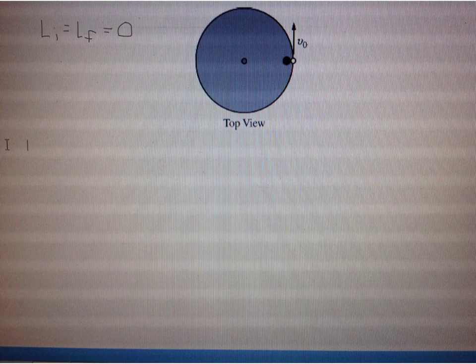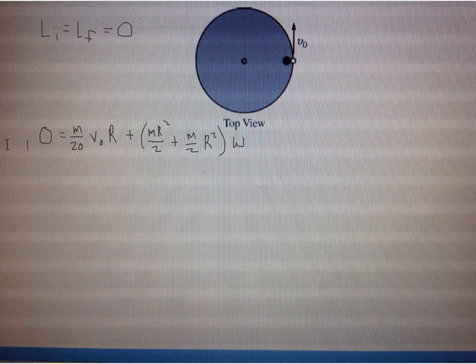And then they've asked us to solve for omega for the disc, which does have the person on it. So I'm going to set up that equation. Okay, so here we see that 0 equals m over 20 times v naught r, because the stone is going to go up from its position we see in the figure there, which would give it a counterclockwise angular momentum, and then the disk and the person are going to have a clockwise angular momentum to make up for that, which will be mr squared over 2 plus m over 2 times r squared for the total moment of inertia of the disk and the person times their common angular velocity omega.